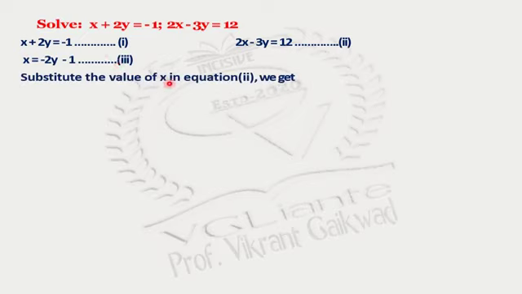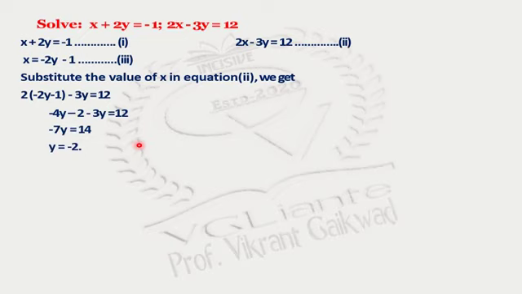Substitute this value of x in equation 2. We'll get 2 into minus 2y minus 1, minus 3y equals to 12. Now 2 multiplied with minus 2y is minus 4y. 2 multiplied with minus 1 is minus 2. So this is written as minus 4y minus 2, minus 3y would come as it is, equal to sign as it is, 12 as it is. So it is minus 4y minus 2 minus 3y equals to 12. You'll get that as minus 7y equals to 14.